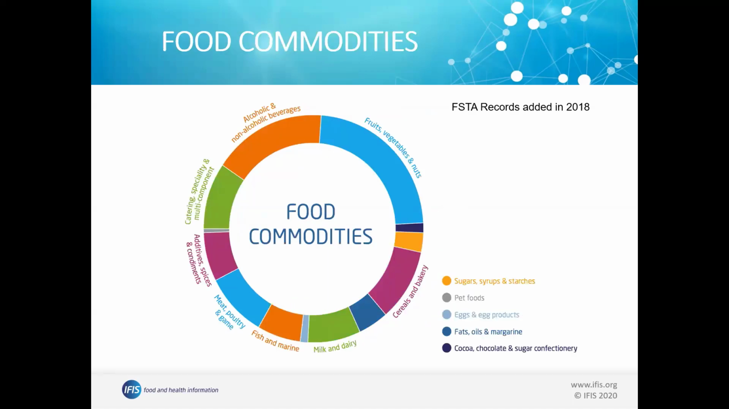So if we look at the content of FSTA in a different way, you can see that most of it, or like the biggest share slightly, is fruits, vegetables, and nuts. But then there's also an awful lot of content related to alcohol and non-alcoholic beverages, and then a whole spectrum of different kinds of food commodities that are covered in the database.